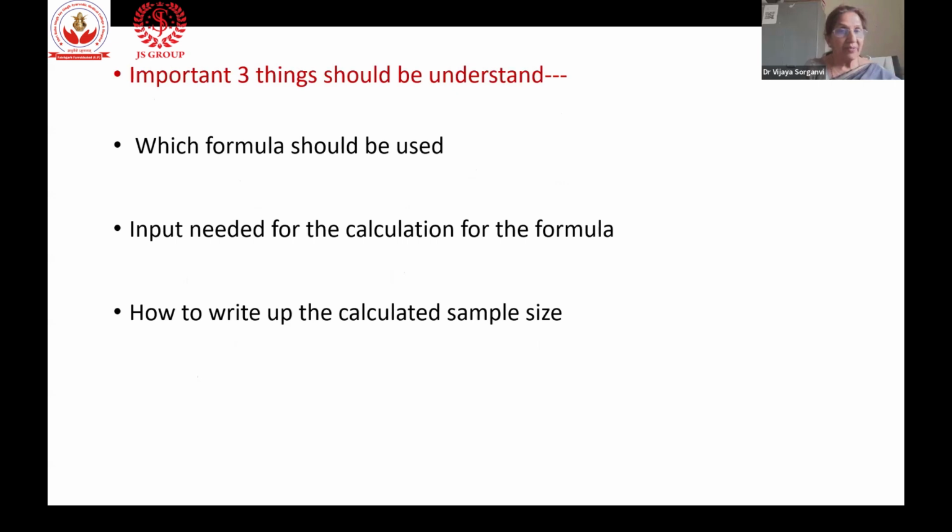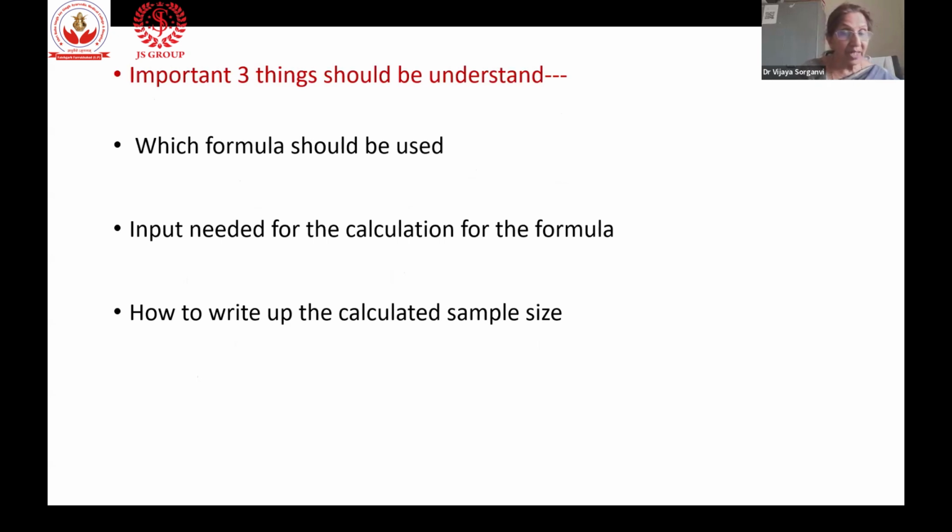So when we calculate sample size, there are 3 important things we should remember and understand. They are: which formula should be used to calculate the sample size, because we have many formulas depending upon the study design.